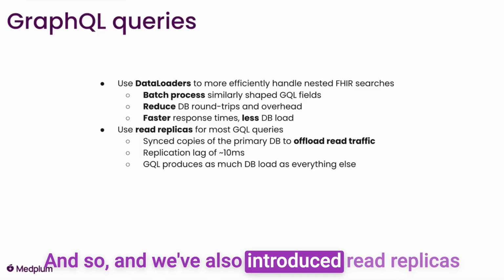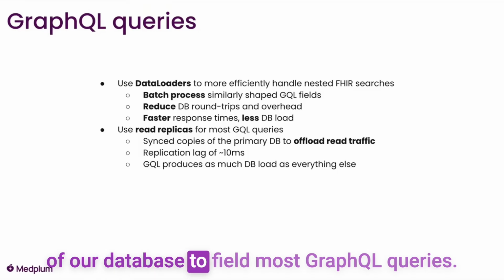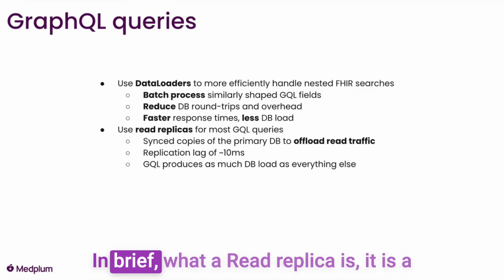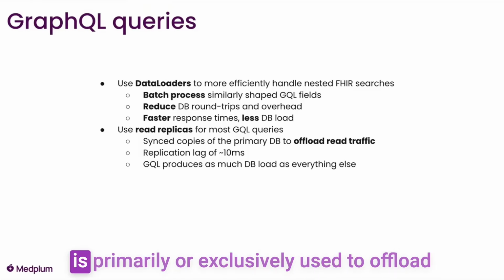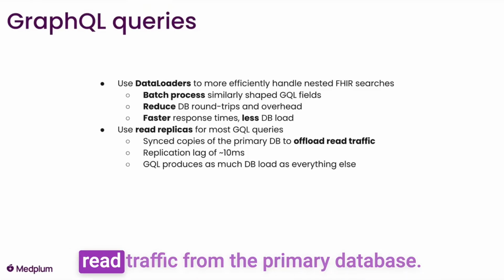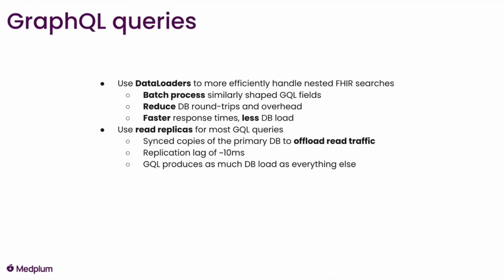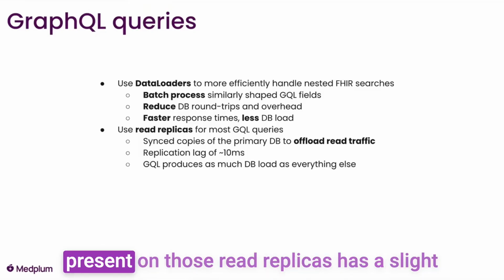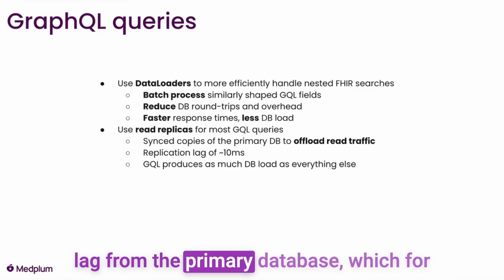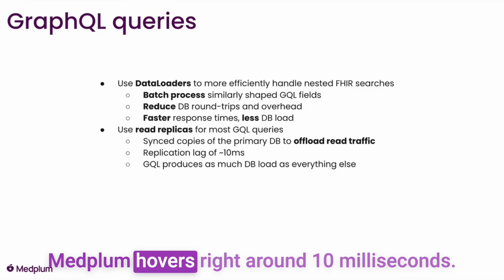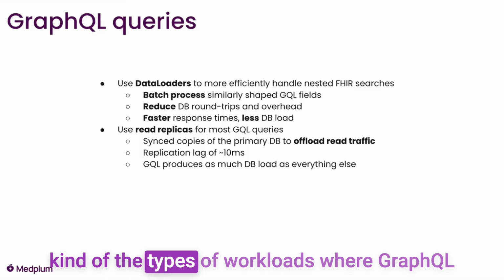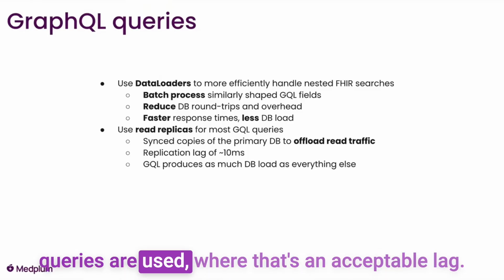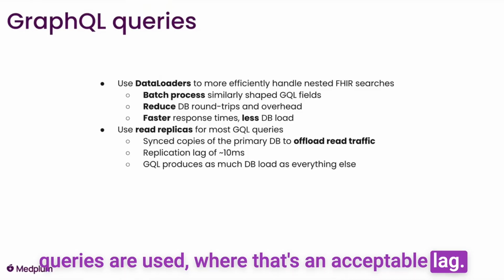And we've also introduced read replicas of our database to field most GraphQL queries. In brief, a read replica is a synced copy of our primary database that is primarily or exclusively used to offload read traffic from the primary database. The trade-off is that the data on those read replicas has a slight lag from the primary database, which for Medplum hovers right around 10 milliseconds. We see this as a reasonable trade-off, given the types of workloads where GraphQL queries are used, where that's an acceptable lag.